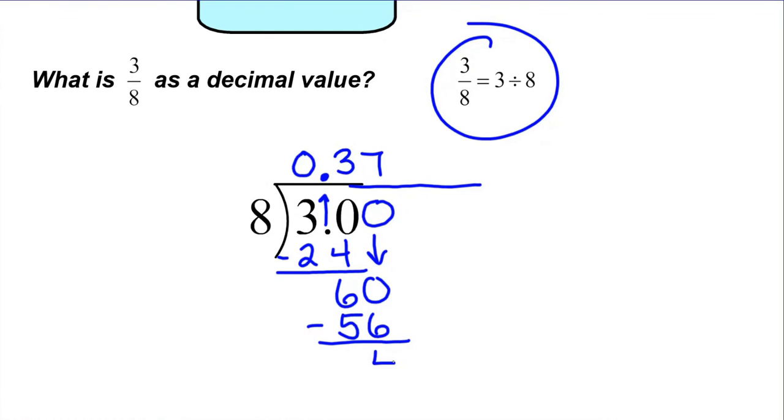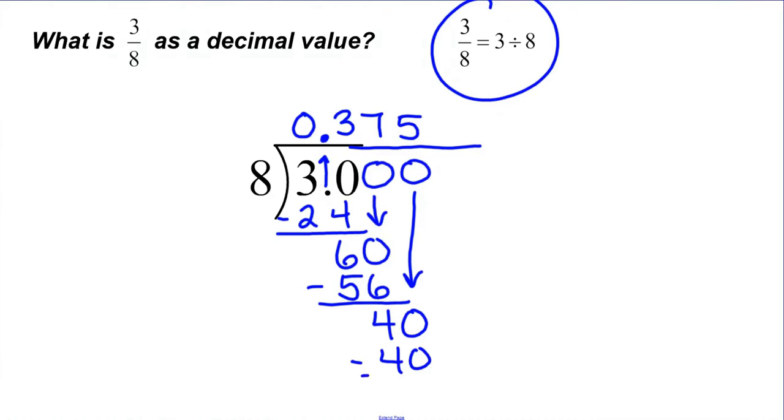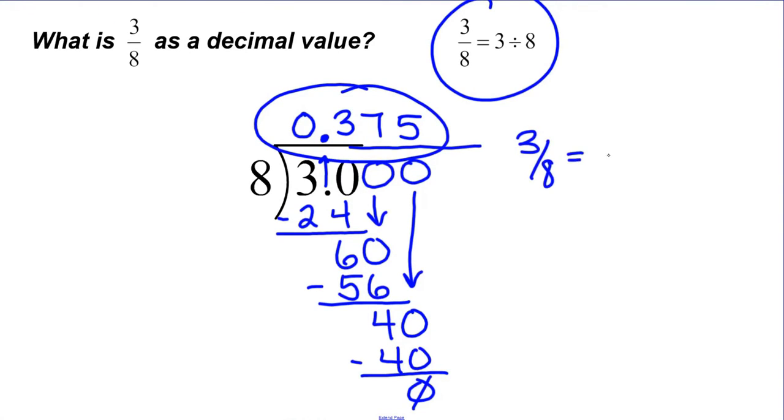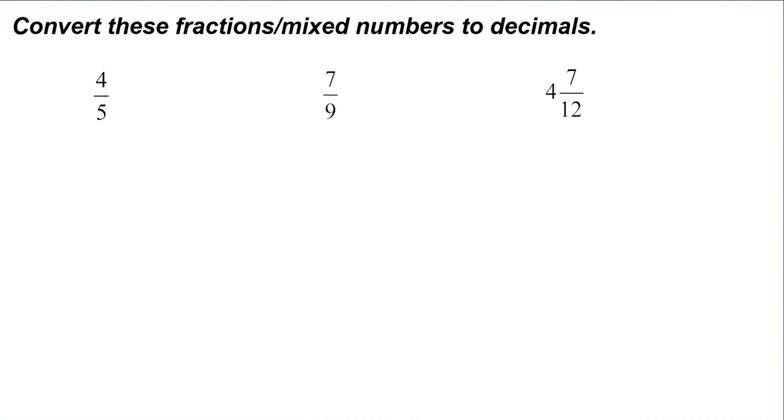And again, we have a remainder of 4, so we have to keep dividing. So we bring down the next number in the number 3, which is another 0. And 8 goes into 40 5 times. 5 times 8 is 40. So you can see that we no longer have a remainder after this, because 40 minus 40 is 0. So we're done dividing once we no longer have a remainder. And here is our decimal equivalent. So 3/8 as a decimal value is 0.375, or 375 thousandths.